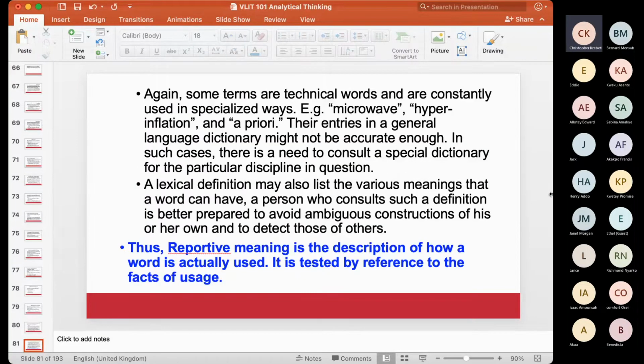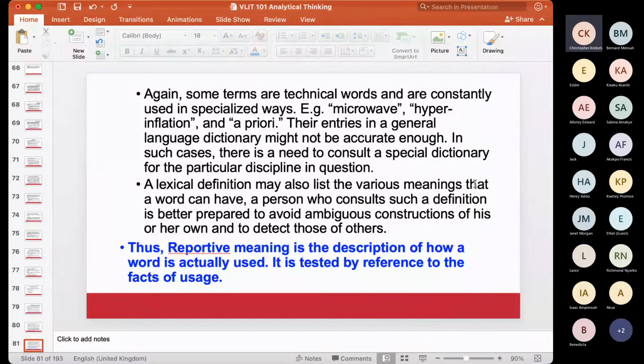Another example of why the dictionary cannot be regarded as an authoritative path for all perfect definitions: some terms are technical words and are constantly used in specialized ways. For example, microwave, hyperinflation, and a priori. If you take microwave, it's scientific. So when you go to your dictionary, if you have any dictionary available, open it and check the word microwave. You may not even get the word microwave in the dictionary. And even if you have it, the definition it will give you is a secular definition, or there's no definition even existing.